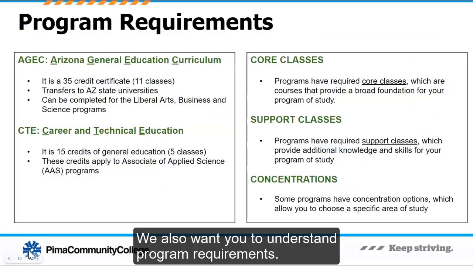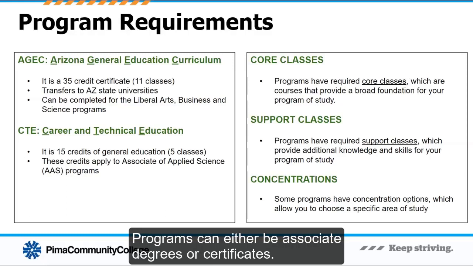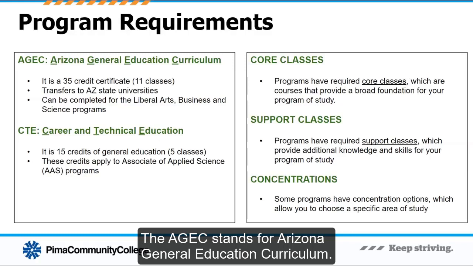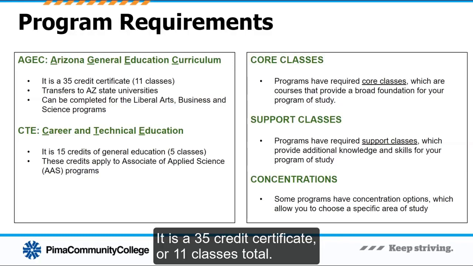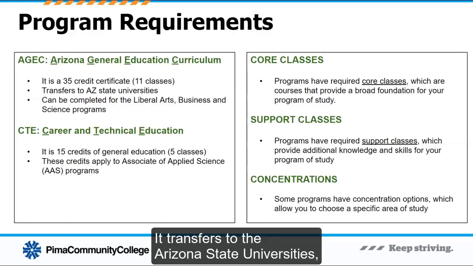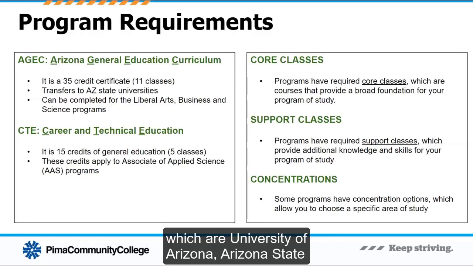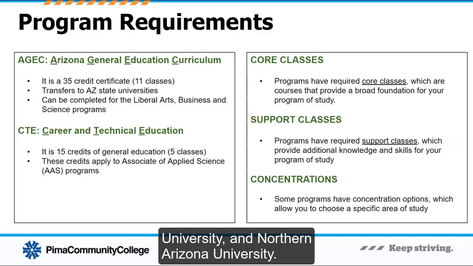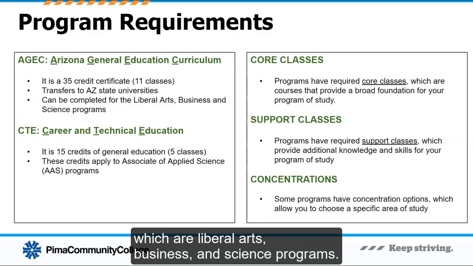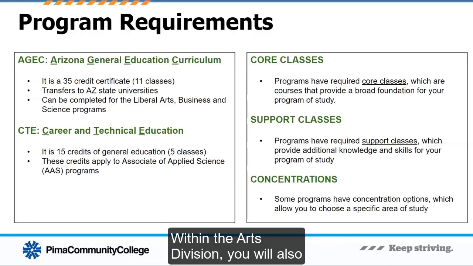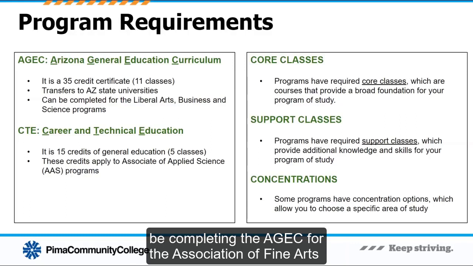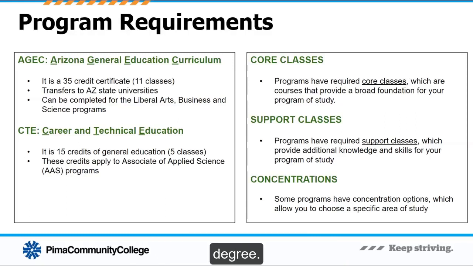We also want you to understand program requirements. Programs can either be associate degrees or certificates. The AGEC stands for Arizona General Education Curriculum. It is a 35 credit certificate or 11 classes total. It transfers to the Arizona State Universities, which are University of Arizona, Arizona State University, and Northern Arizona University. The AGEC is completed for transfer degrees, which are liberal arts, business, and science programs. Within the arts division, you will also be completing the AGEC for the Associate of Fine Arts degrees.